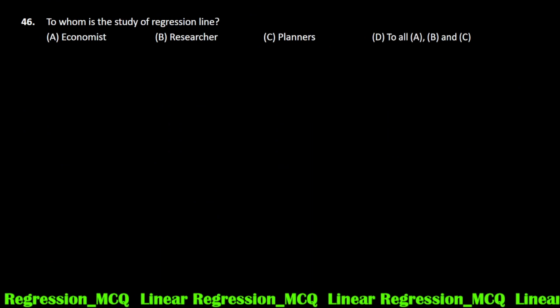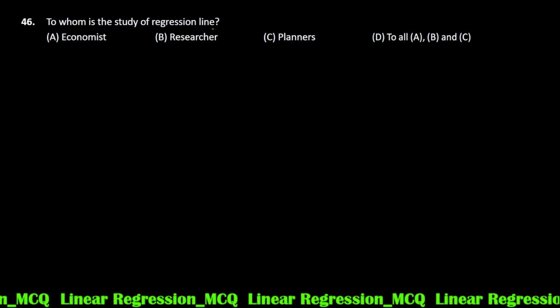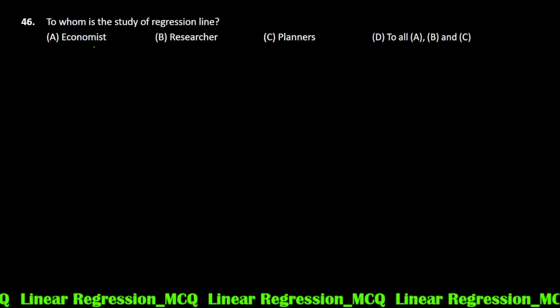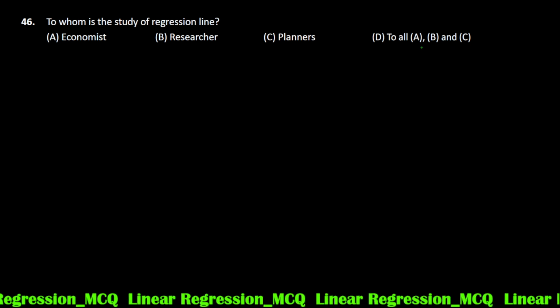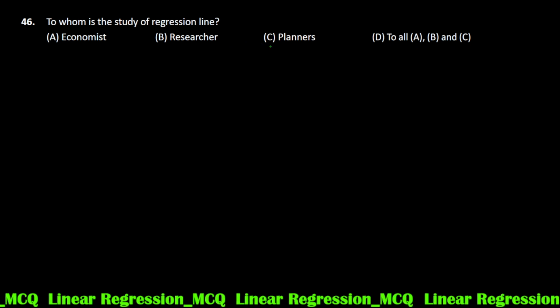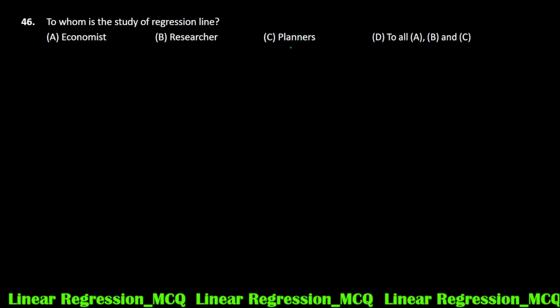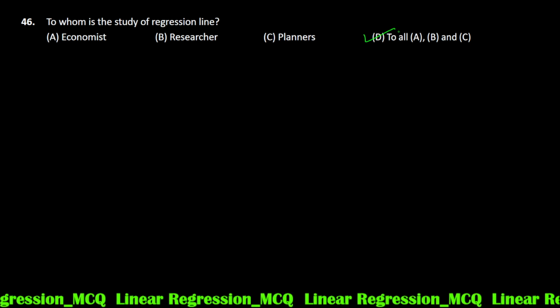Question number 46. To whom is the study of regression line? Okay, economists, researcher, planners, and to all. So all economists, researchers, and planners use regression for their studies. So option D is correct in 46.